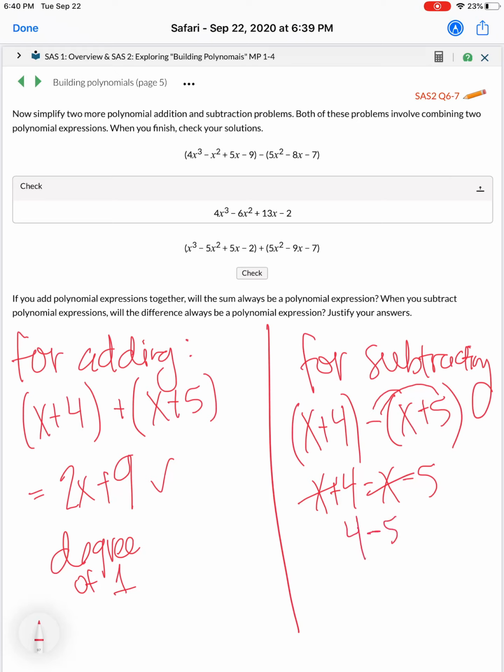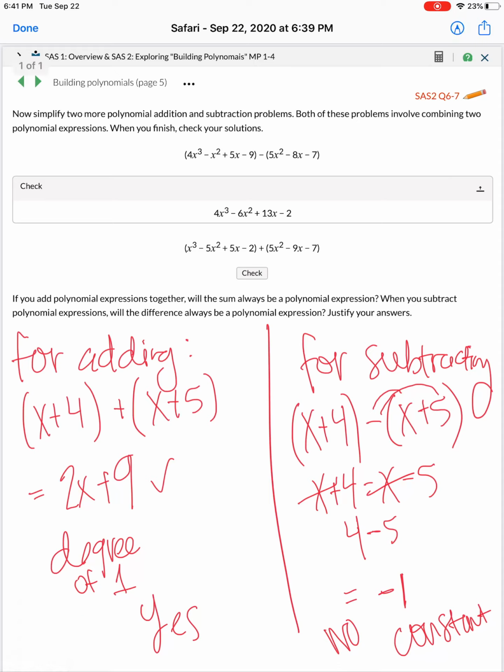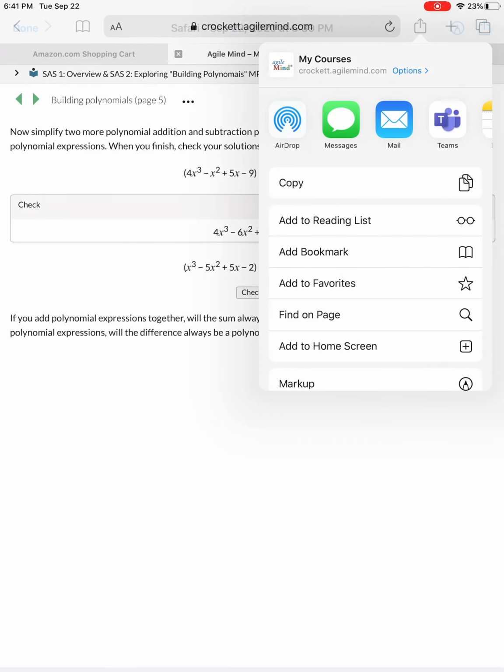Well, what happens to these x's? Well, they cancel, and I'm just left with 4 minus 5, which gives me negative 1. And that is not a polynomial. That is just a constant. So, in conclusion, when you're adding, yes, you will always have a polynomial. When you're subtracting, no, you might not always have a polynomial. Okay?